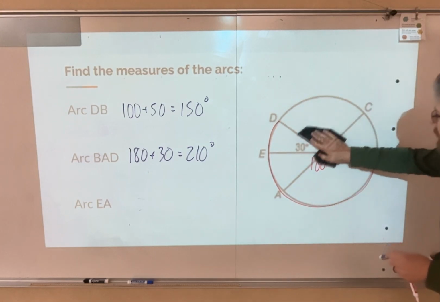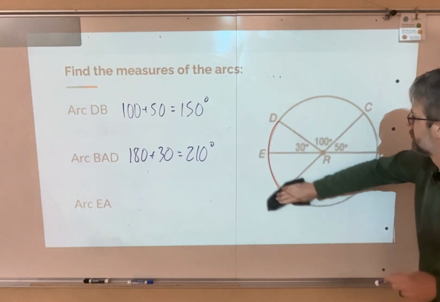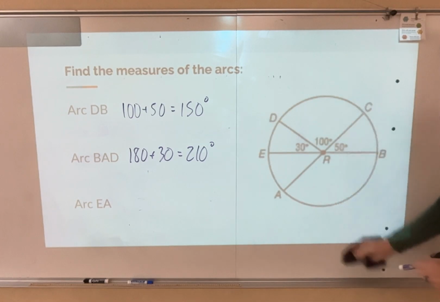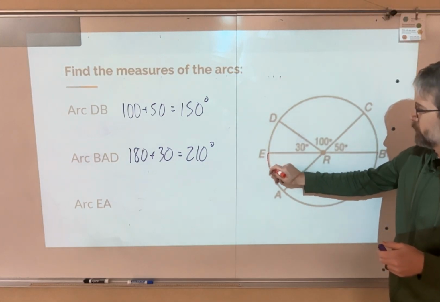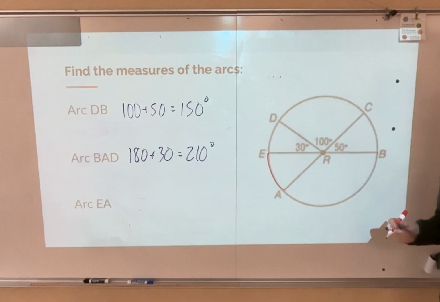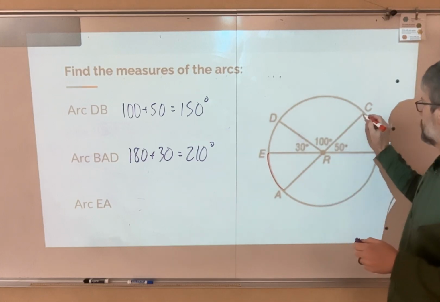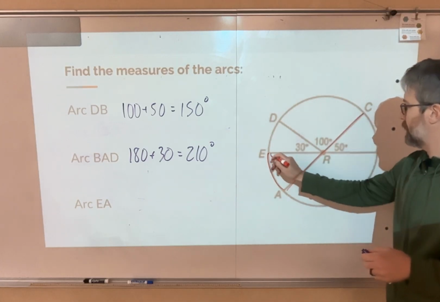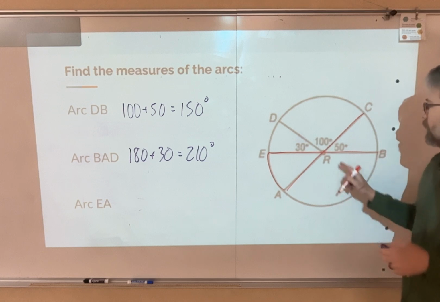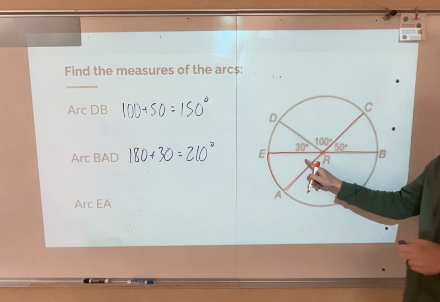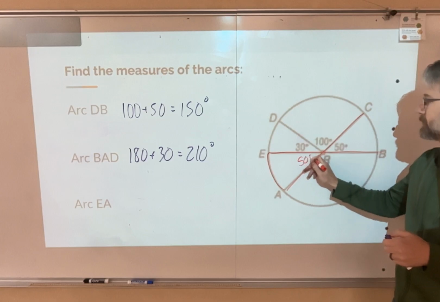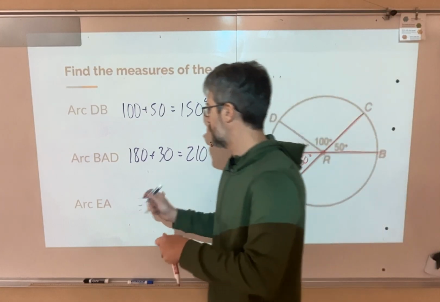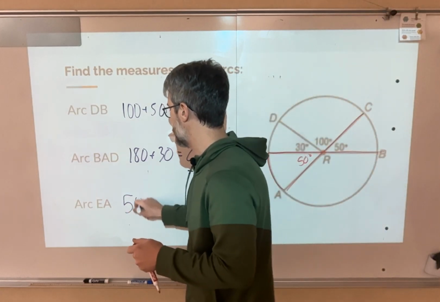And then EA. From E to A is right here, the short way. Now I have to think back to vertical angles. I've got straight lines cutting across, that makes 2 vertical angles in the middle. That means if this is 50 degrees, this other side is also 50 degrees. And so that one is just 50.